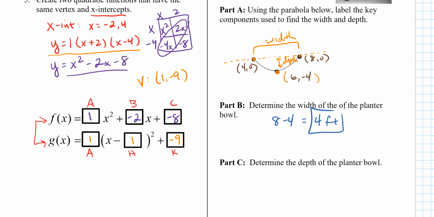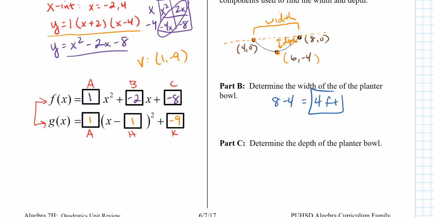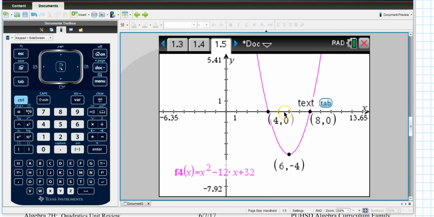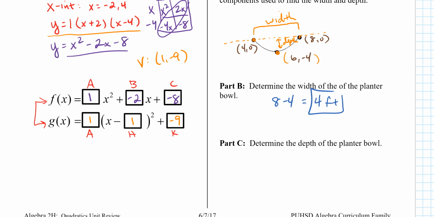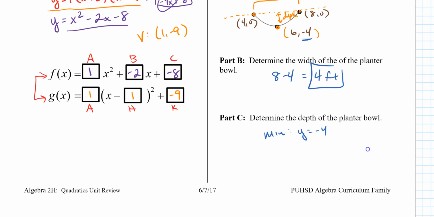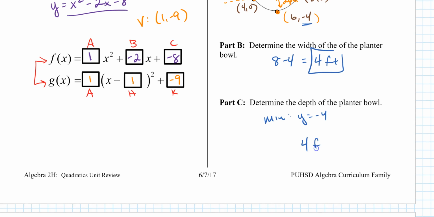The depth of the bowl, depth is how tall it is, and that is the distance from the x-intercept, from this line here down to the bottom of the bowl, which is the y value of my vertex, which is -4. So it's at the minimum, which is at y equals -4. So the depth of my bowl is 4 feet. Alright, and then moving on.